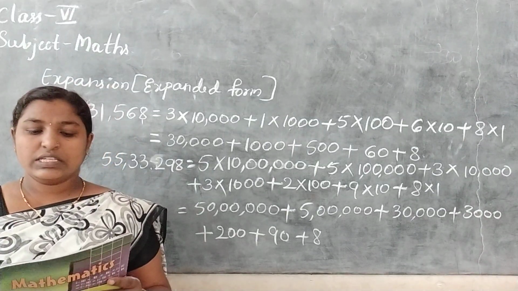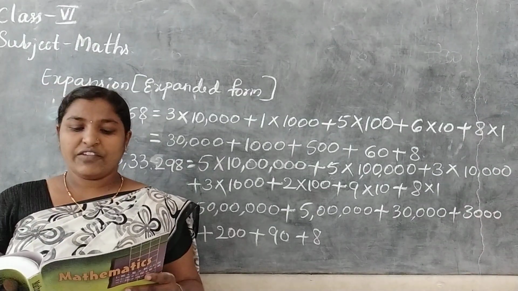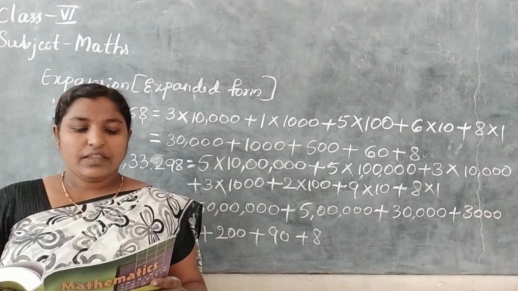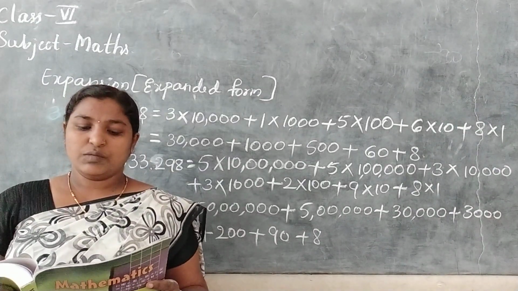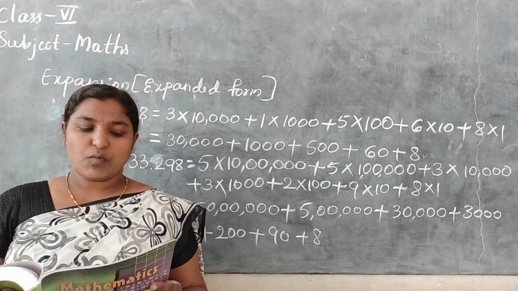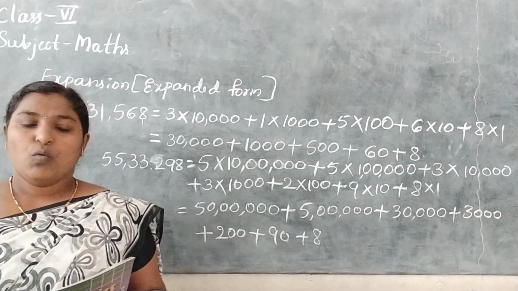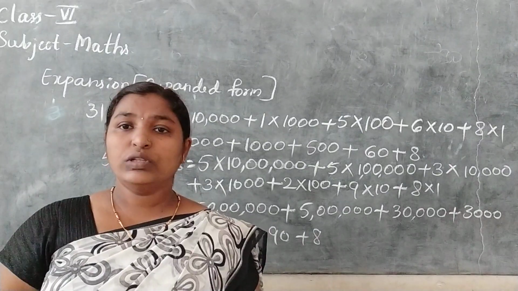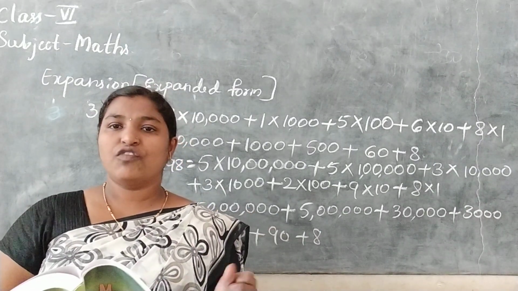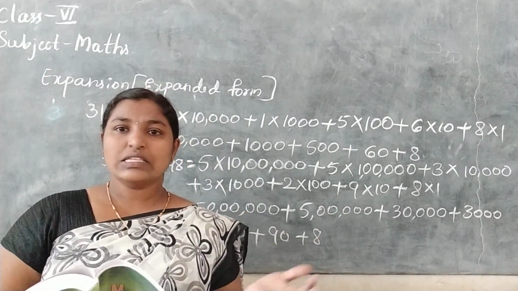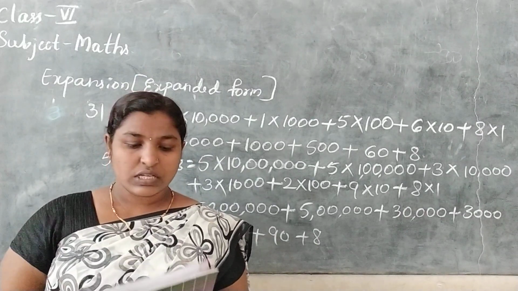Write down the greatest 6-digit number and the smallest 7-digit number. Write the greatest 7-digit number and the smallest 8-digit number. The smallest 8-digit number is called 1 crore. Okay, how the large numbers are formed. Last class I explained these all things.